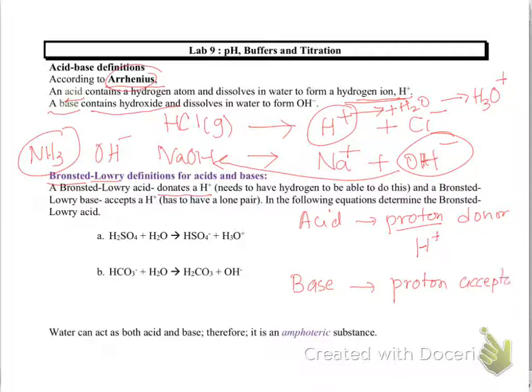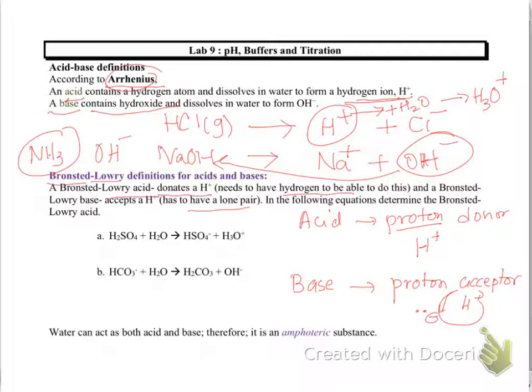So if a substance can donate the proton, it's an acid. If a substance is accepting the proton, it's a base. To be a Bronsted-Lowry acid, of course, the substance needs to have hydrogen to do this. And to be a Bronsted-Lowry base, the substance should be able to accept the proton. That means it needs to have a lone pair. Lone pair, of course, is a negative charge, and negative charge attracts positive charge. So look at this reaction.